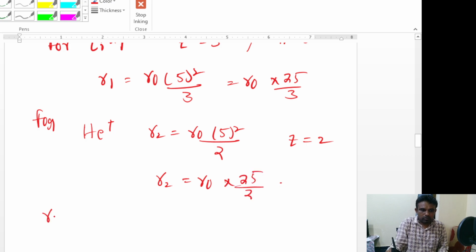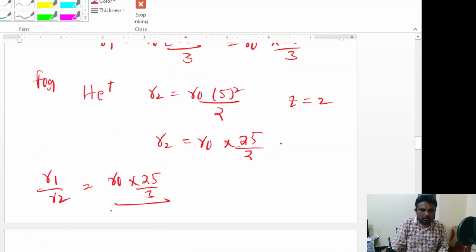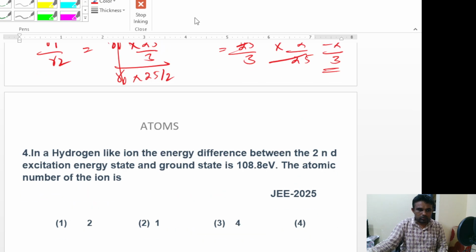So the ratio of R1 by R2 is equal to R0 into 25 by 3 by R0 into 25 by 2. So R0 gets cancelled. 25 by 3 into 2 by 25. So 25 gets cancelled, 2 by 3. Our answer is 2 by 3. Next question.